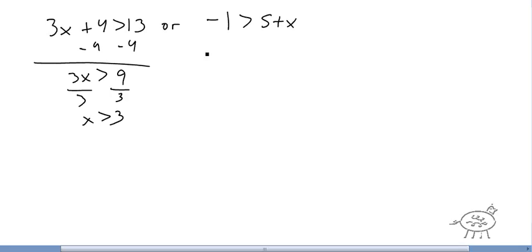Here I'm going to switch it around. x plus 5 is less than negative 1. It's pointing to the x plus 5. So here when I switch around, it points to x plus 5. Subtract 5 from both sides. x is less than negative 6.